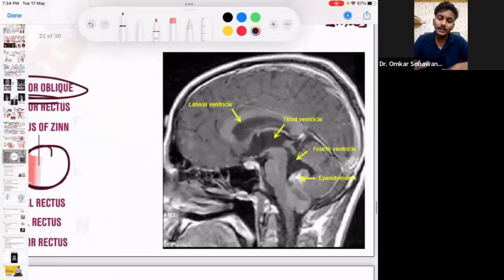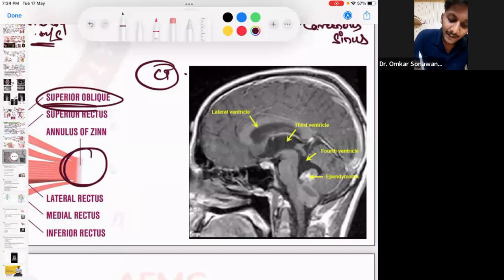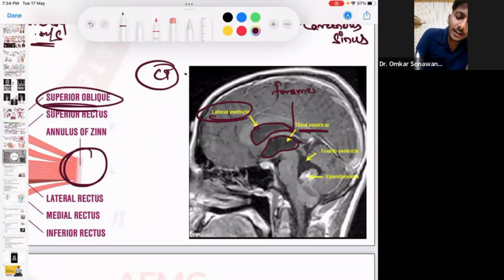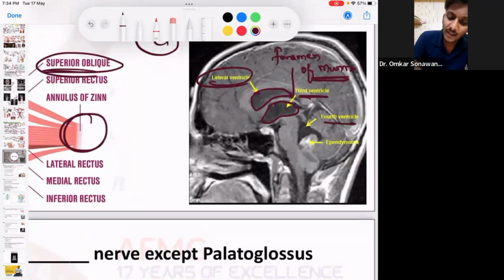These are your ventricles, this is what your MRI looks like. Here the anterior most is known as the lateral ventricle. Lateral ventricle and third ventricle are connected by the foramen of Monro. Then beneath the third ventricle, behind the brain stem, we have the fourth ventricle, which is triangular.